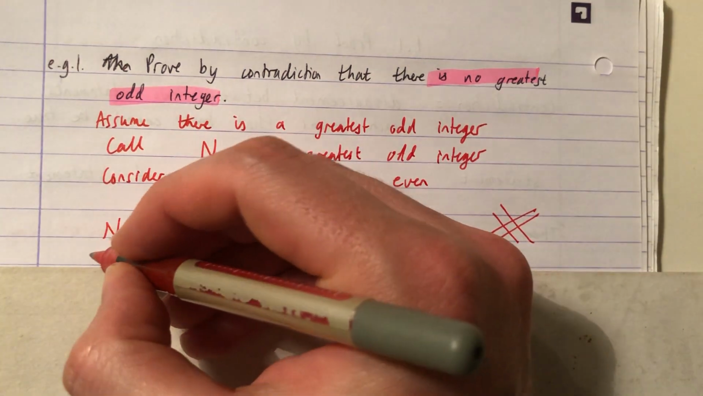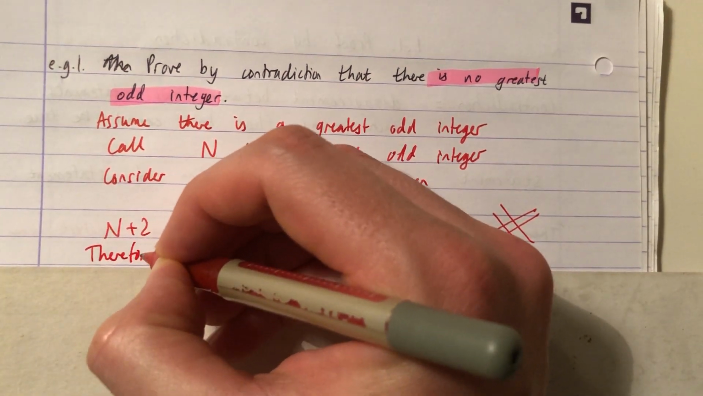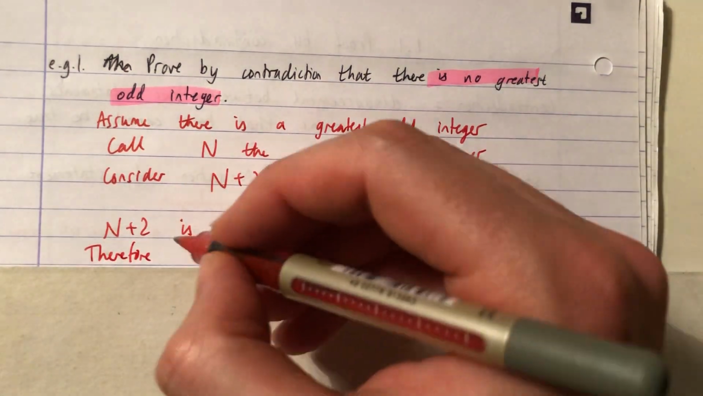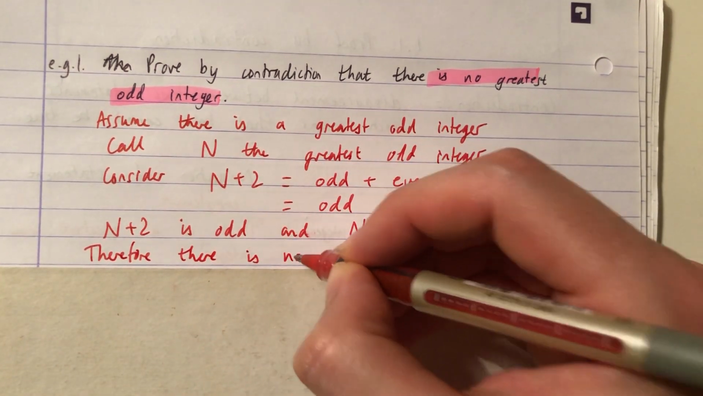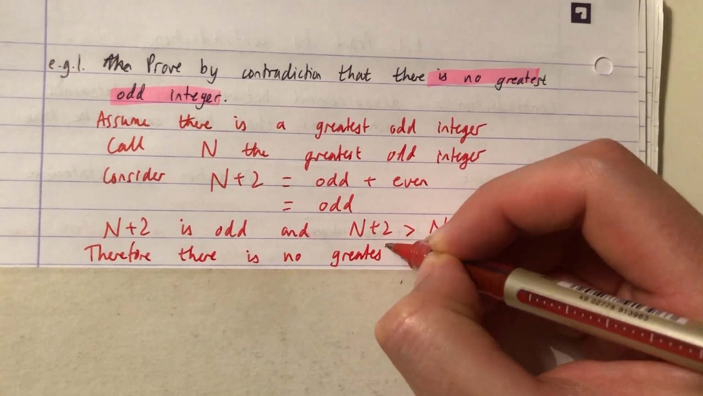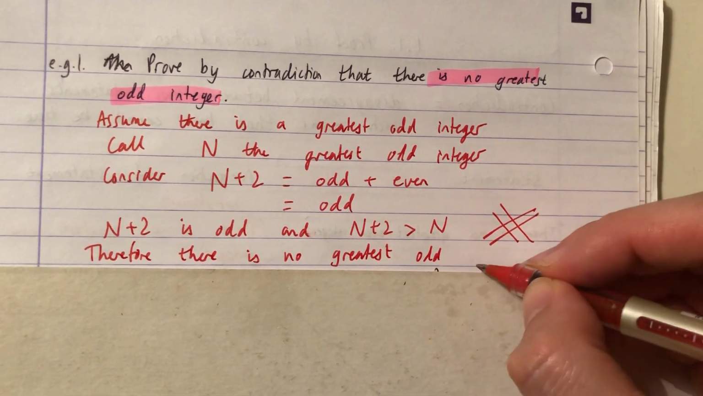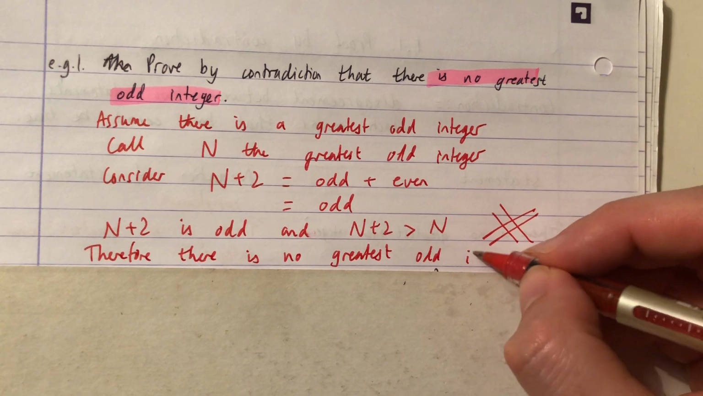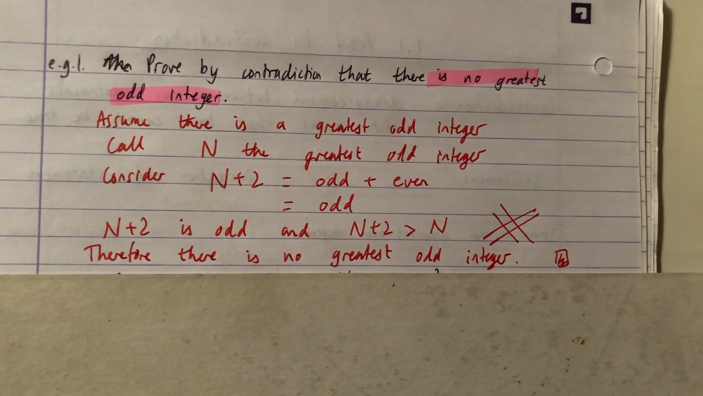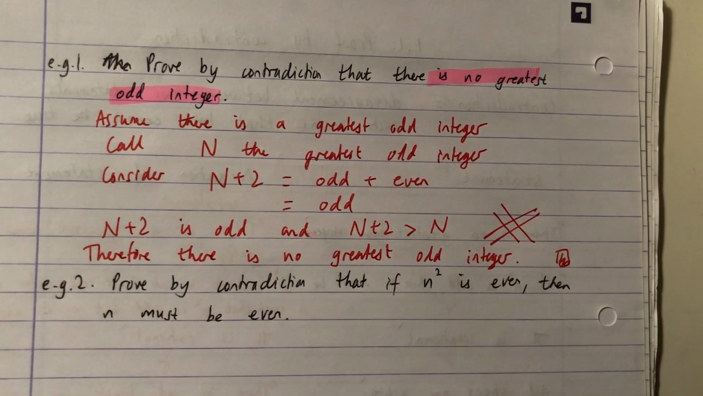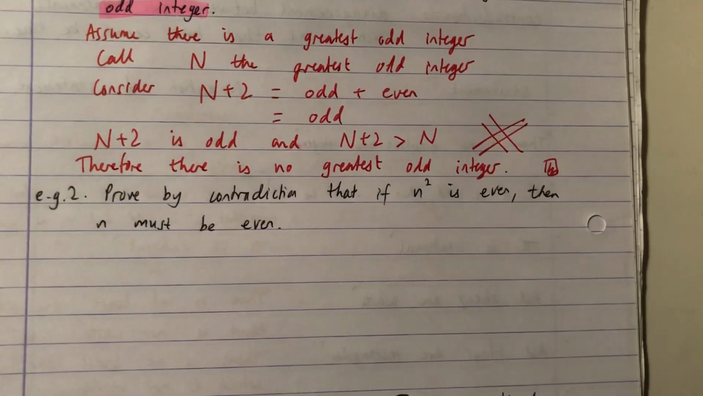And then you can say, well, therefore, that original statement is true. There is no greatest odd integer. We've effectively just verified that the negation of the statement is false. So that's just a form of proof you can use.